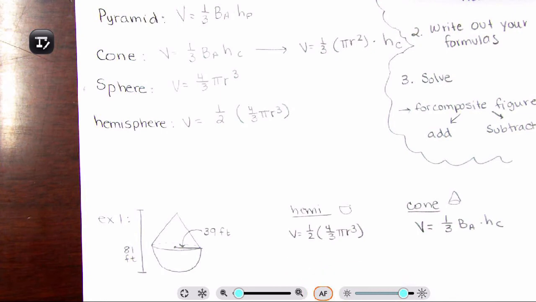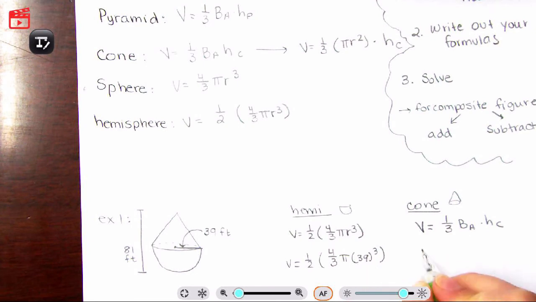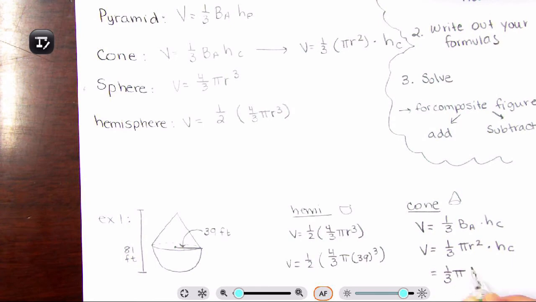Let's work with the hemisphere first. 1/2 times 4/3 pi radius cubed. Do we know what the radius is? Yes, we do. We know the radius is 39. Now for the cone, volume is equal to 1/3 area of the base, which is pi r squared, it is a circle, times the height of the cone. So we have 1/3 pi radius, radius is 39, squared, times the height of the cone.